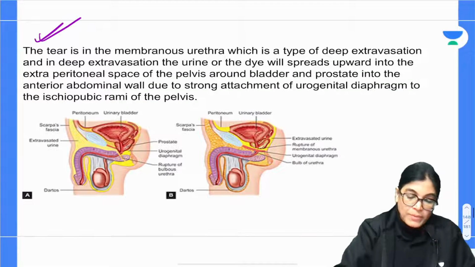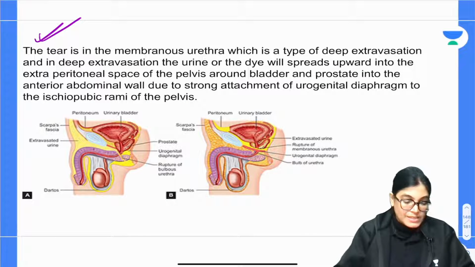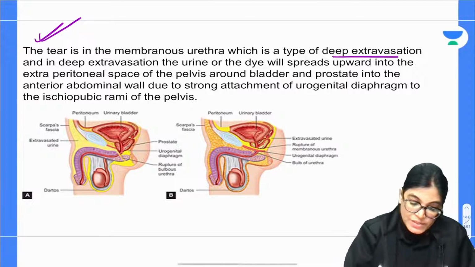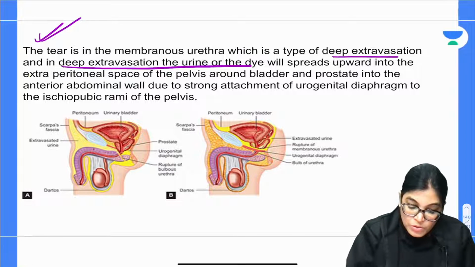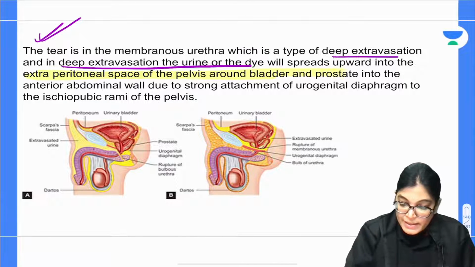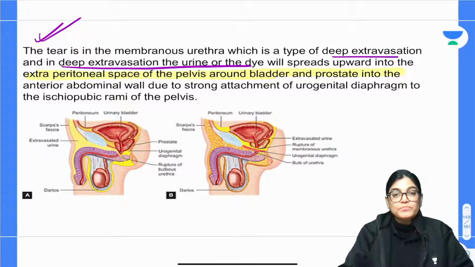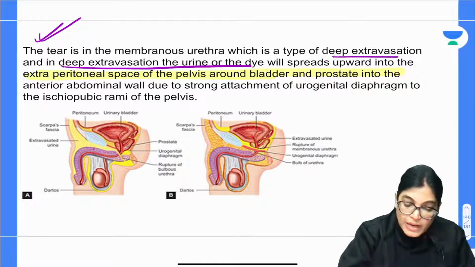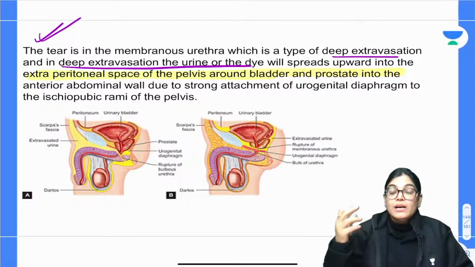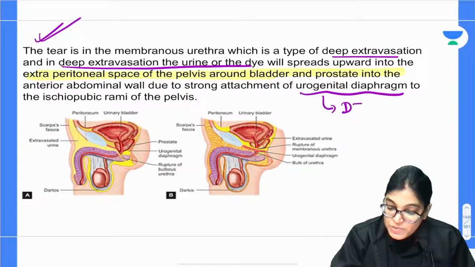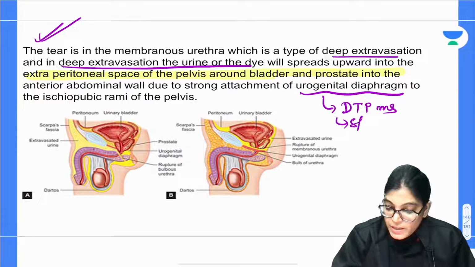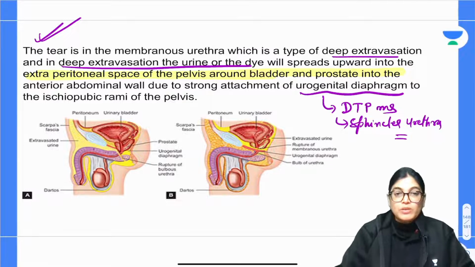The tear in the membranous urethra is a type of deep extravasation, and deep extravasation of urine will spread upwards and proceed in the extraperitoneal space of the bladder, around the urinary bladder and prostate, into the anterior abdominal wall. My dear aspirants, if we talk about the membranous urethra, we know that the membranous part of urethra is surrounded by which muscle? Urogenital diaphragm, and this urogenital diaphragm is made of deep transverse perineal muscle and sphincter urethrae muscle. So these are the structures which will rupture, and then the membranous part of urethra will rupture.